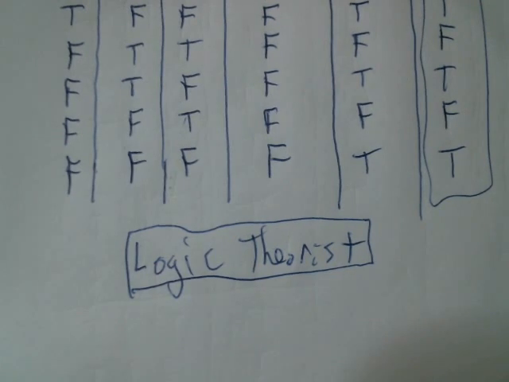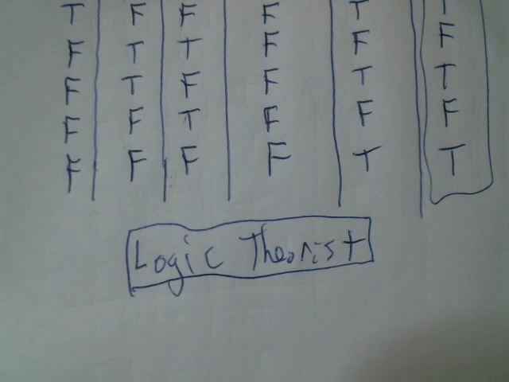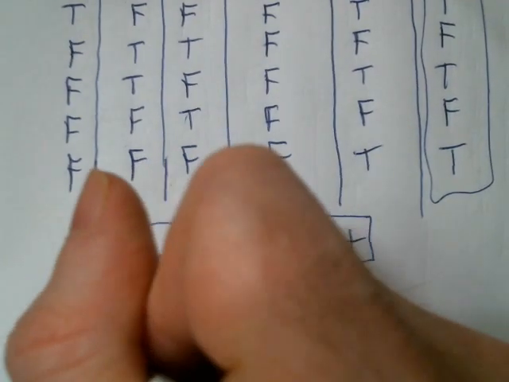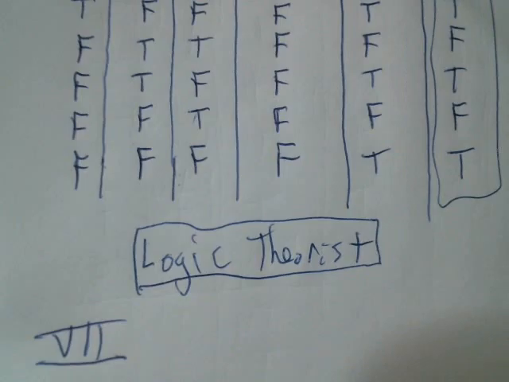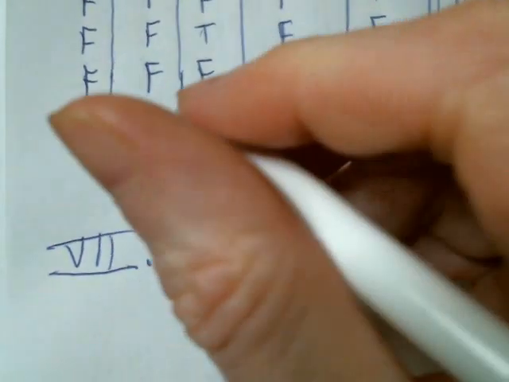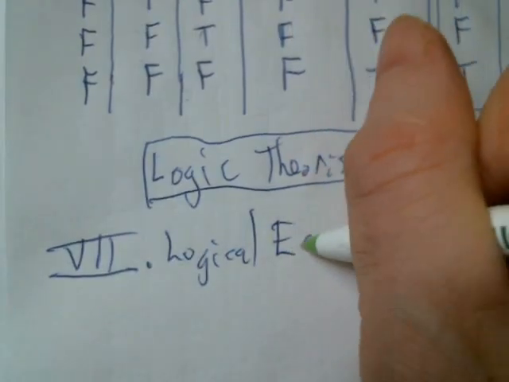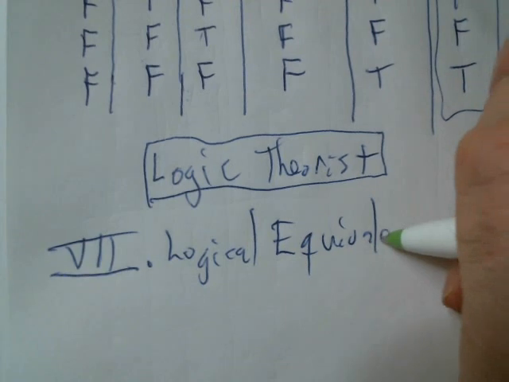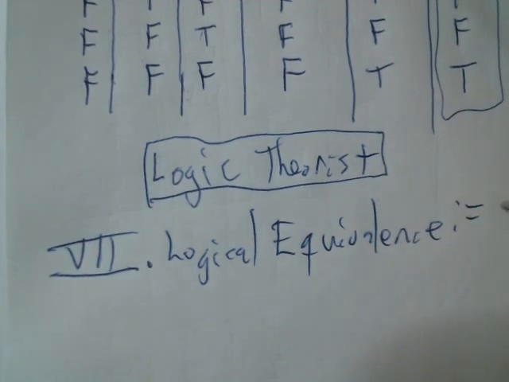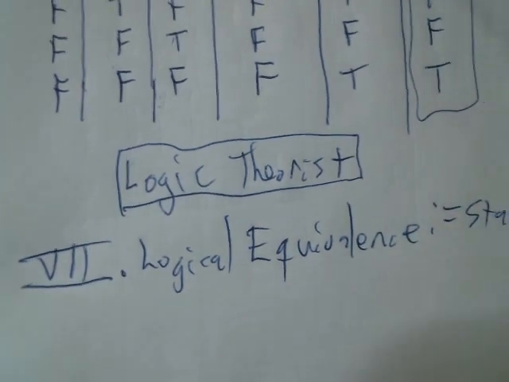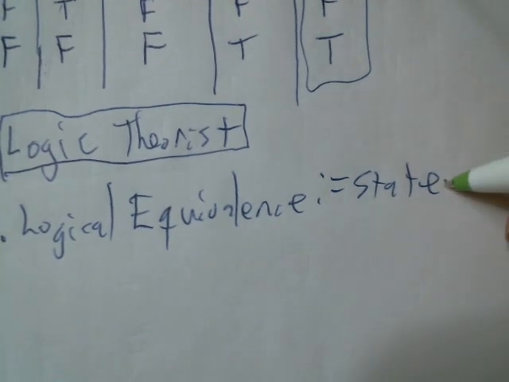So yeah, logical equivalences. This will allow us to do a quasi-algebra type spiel with these logic statements. Logical equivalence: statement forms that have the same truth value.